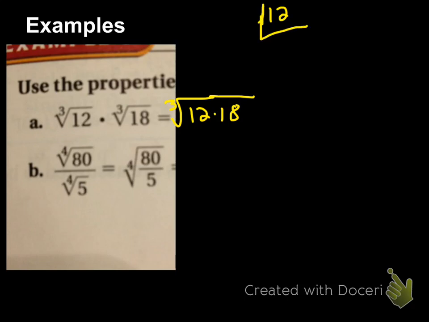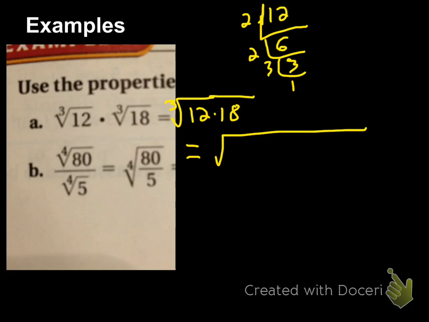Okay? So what do you want to take out of 12? 2. All right. What's 12 divided by 2? 6. What do you want to take out of 6? 2. And then 3, and then we'll take a 3, and we're left with 1. Okay? All right. So 12, then, I'm going to replace with 2 times 2 times 3.